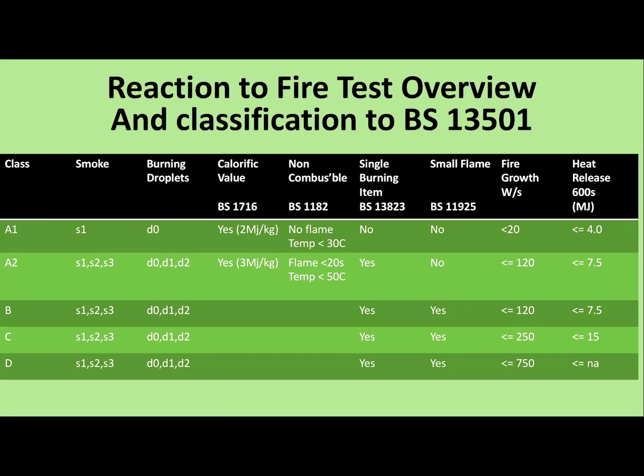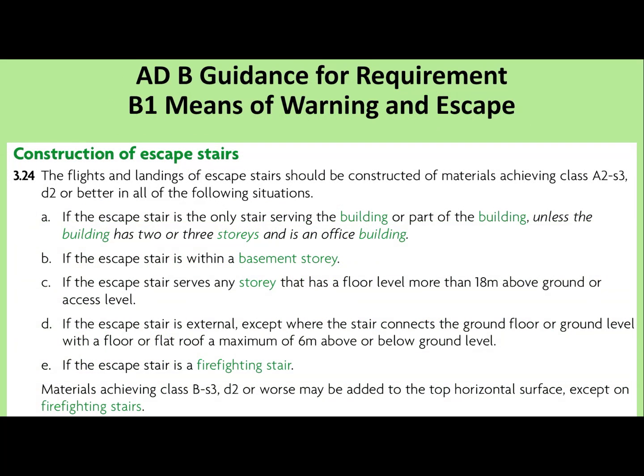Fire growth for C is 250, as we mentioned, 750 for D. Heat release rate less than 4 megajoules for A1, which is quite a lot considering the size of the sample. The size of the sample is relatively small. A2 and B is 7.5, like I said. C is 15 megajoules, and D, it doesn't matter. And that kind of sums up the fire tests in relation to the kind of data that you're looking for to achieve the various classifications.